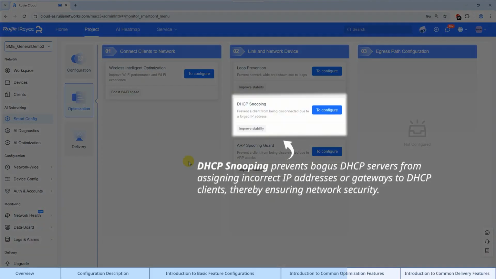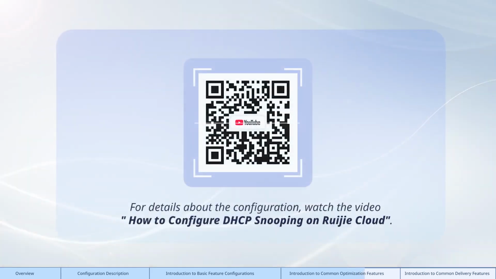DHCP snooping prevents bogus DHCP servers from assigning incorrect IP addresses or gateways to DHCP clients, thereby ensuring network security. For details about the configuration, watch the video "How to configure DHCP snooping on Ruijie Cloud".